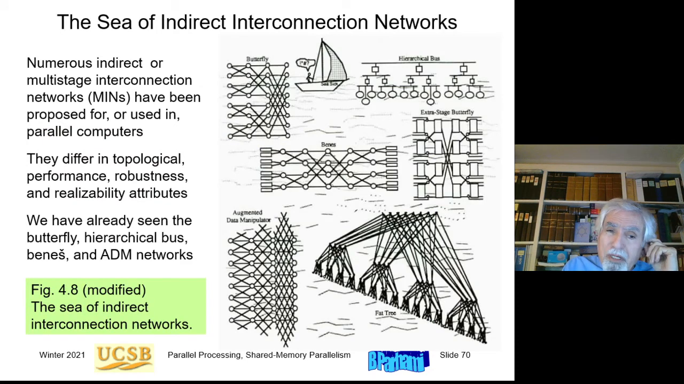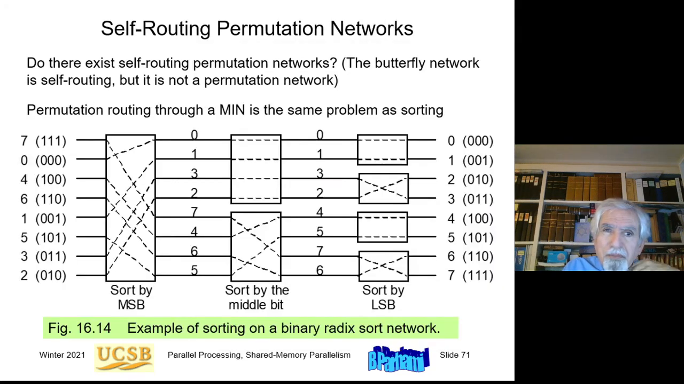There are many interconnection networks, and we really don't have time to study all of them. So much so that in this diagram you see the tree of indirect interconnection networks. These are just some of the examples that you can find in the literature. There are many more multi-stage interconnection networks, indirect interconnection networks.